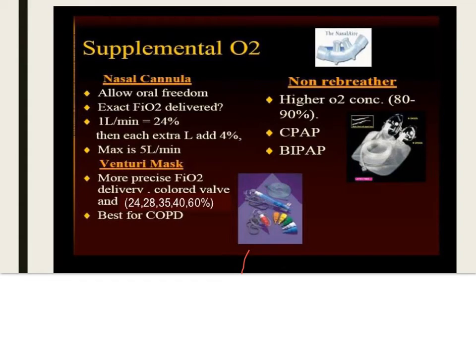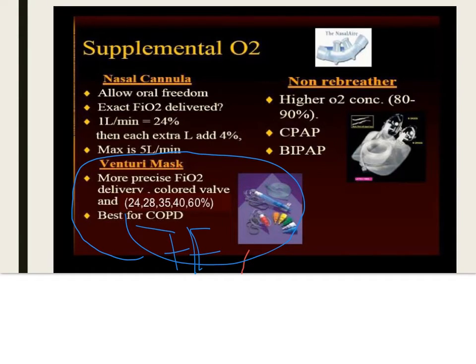The Venturi system is this right here. And we're going to talk more about this, but it's more precise. Remember, we said it was high flow. We're going to talk about that. And because it's high flow and more precise in what percent of O2 it delivers, it's best for COPD. And then the non-rebreather, which is this system right here, is the one that can deliver the highest concentration of oxygen therapy.